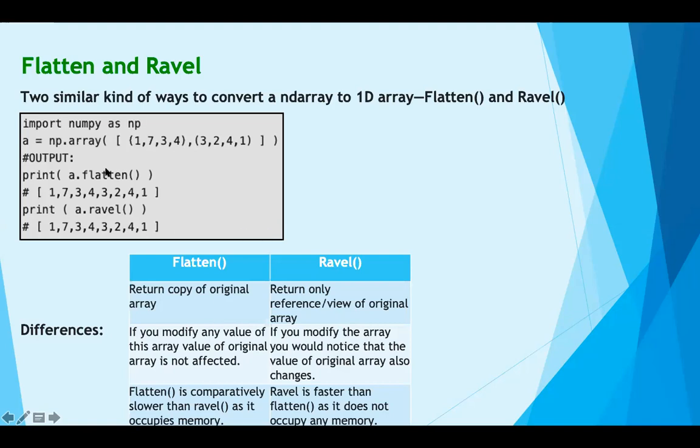Okay, so here you can see ravel and flatten. These two functions convert an n-dimensional array to a single-dimensional array. This is the example here. You can follow it for reference here.